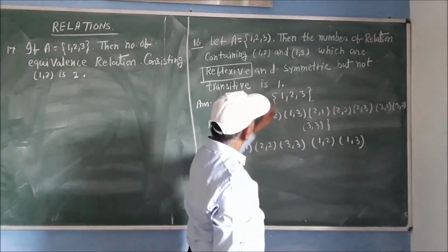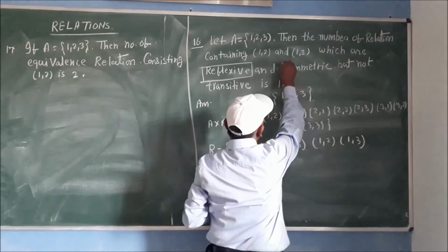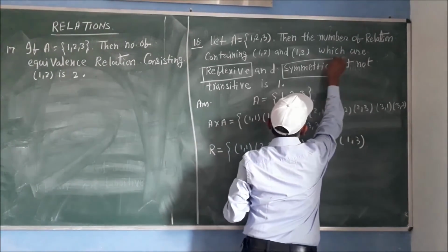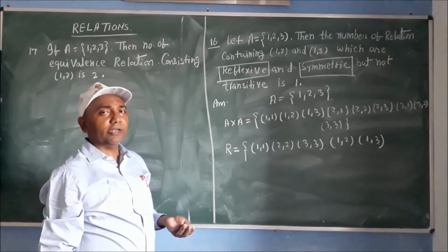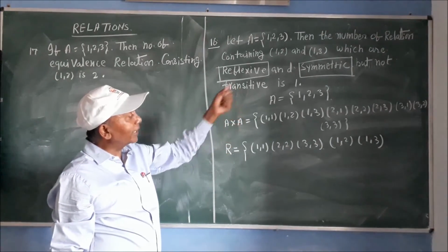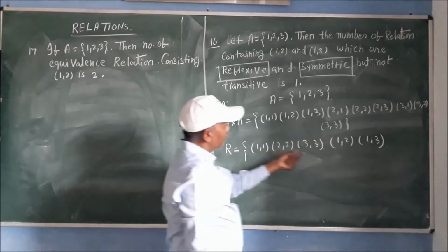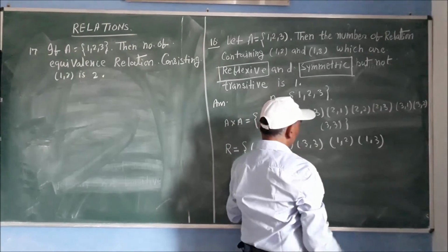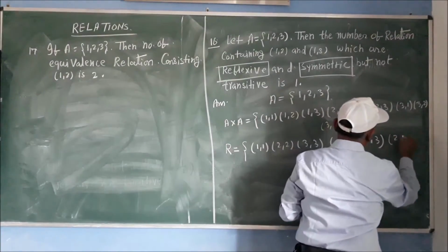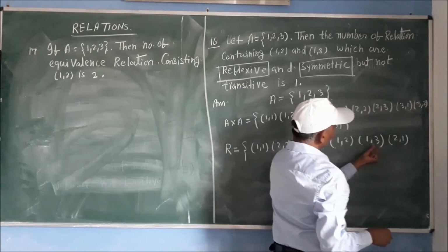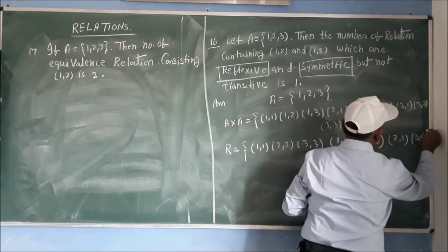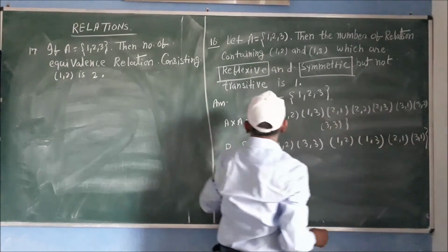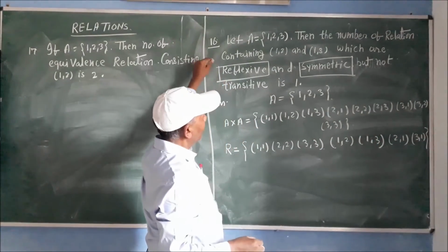In the question it is given that it is symmetric. So what is the meaning of symmetric? Symmetric means if (1, 2) is in the relation, that means (2, 1) must be there. And if (1, 3) is in the relation, then (3, 1) must be there. This is the condition given in the problem.